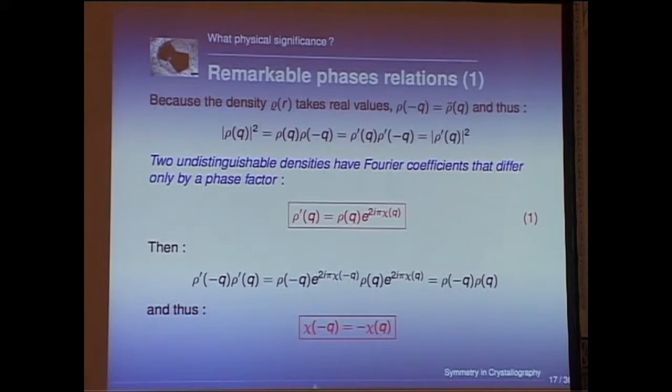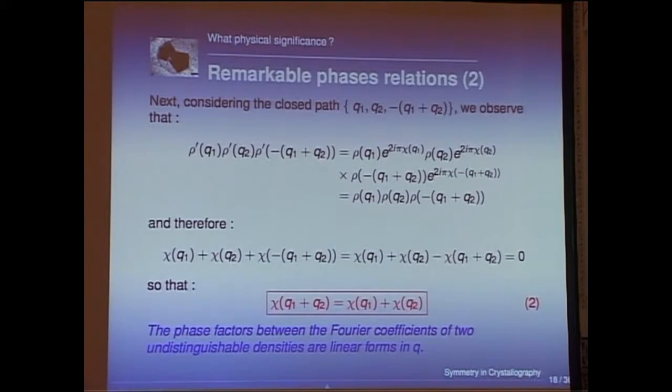So what we see is that the two Fourier coefficients, rho and rho prime, must differ by a phase factor, just a phase factor. Now, if I go a little bit more, I see that the phase factor, chi here, if I take it for minus Q, it's minus chi of Q. Now, if I make a new closed path, Q1, minus Q1 plus Q2, okay, so I come back, and I rewrite the stuff saying that this product must be equal, then I get this, which tells me something fantastic.